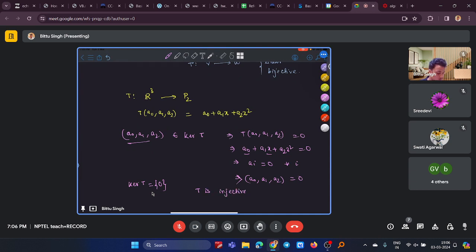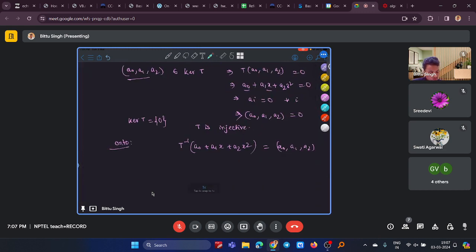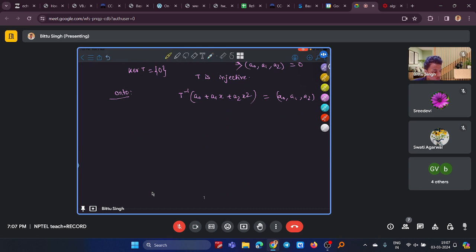Now we need to check onto-ness. So how do we check onto or surjective? Take any polynomial a0 plus a1x plus a2x squared. You can find the inverse of this polynomial. What will be the inverse? The same (a0, a1, a2). So though those two spaces are not the same, one is the space of polynomials, another is R3, they behave the same. Their vector space structures are the same.